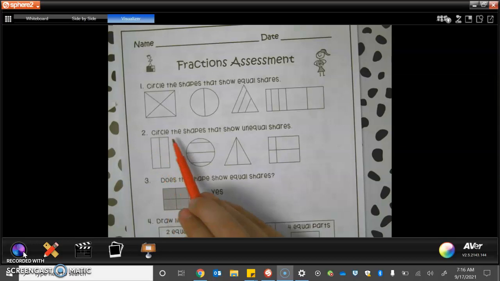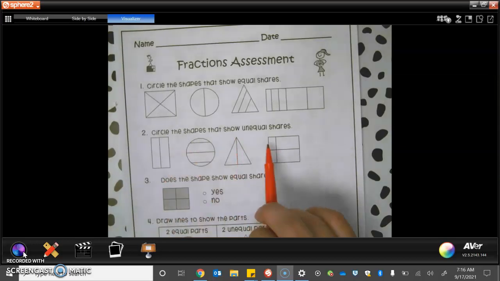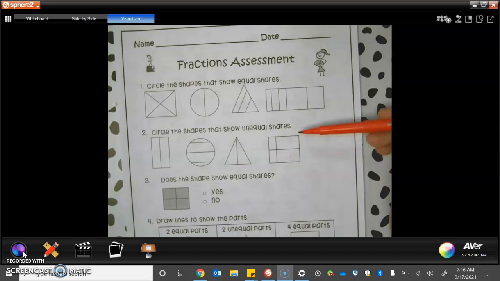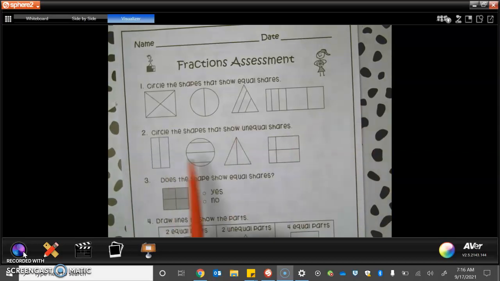Number 2, circle the shapes that show unequal shares. And another word for shares is parts. So circle the shapes that show unequal parts.